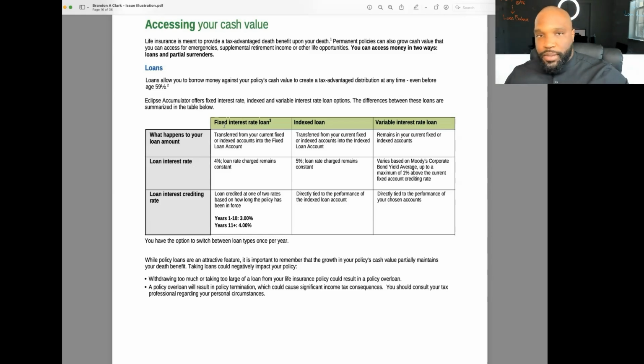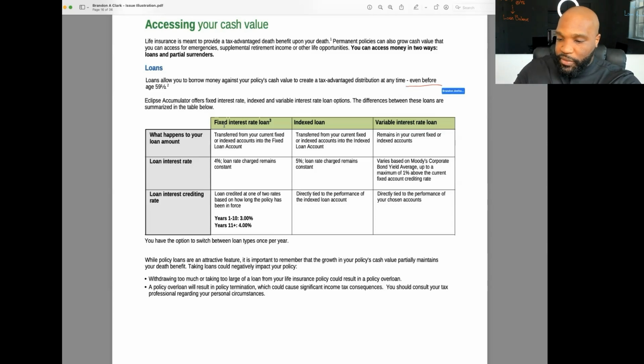Okay. Now, before we hop into the examples, I want to give you just a general idea of the different types of participating loans. All right. So we're going to work through this chart left to right. And as you can see, accessing your cash value, you can access or borrow money from your policy at any time you want to create a tax advantaged distribution, even before the age of 59 and a half.